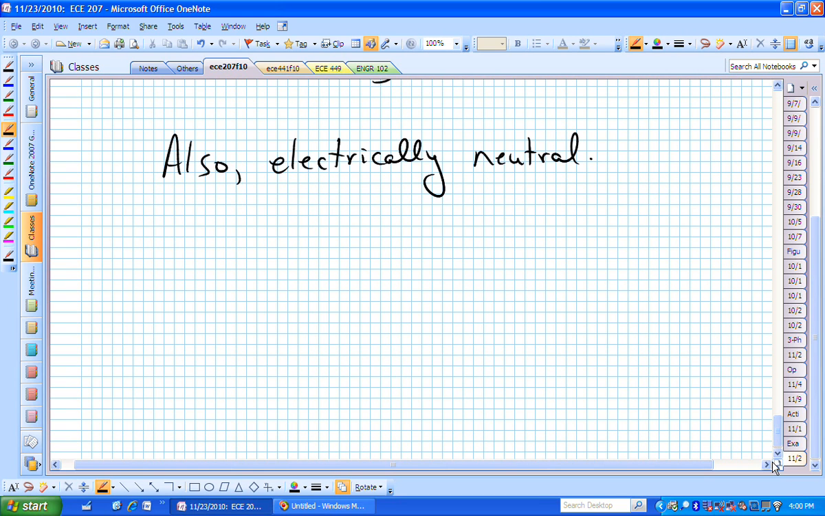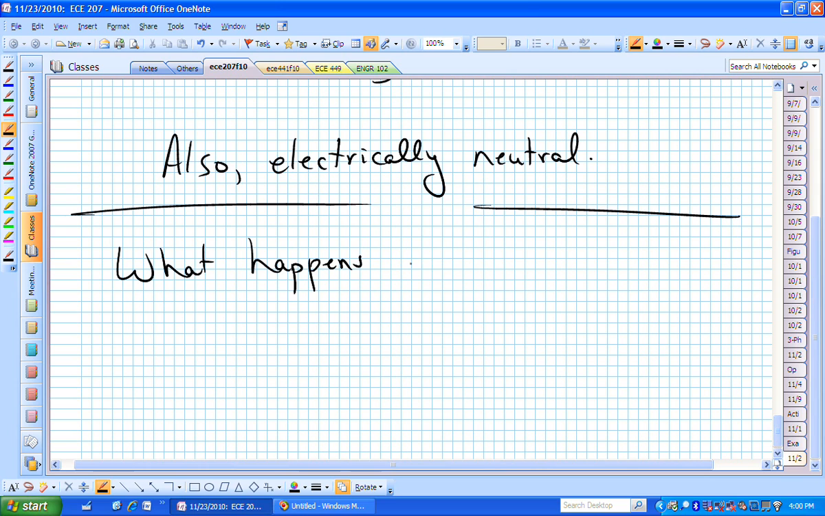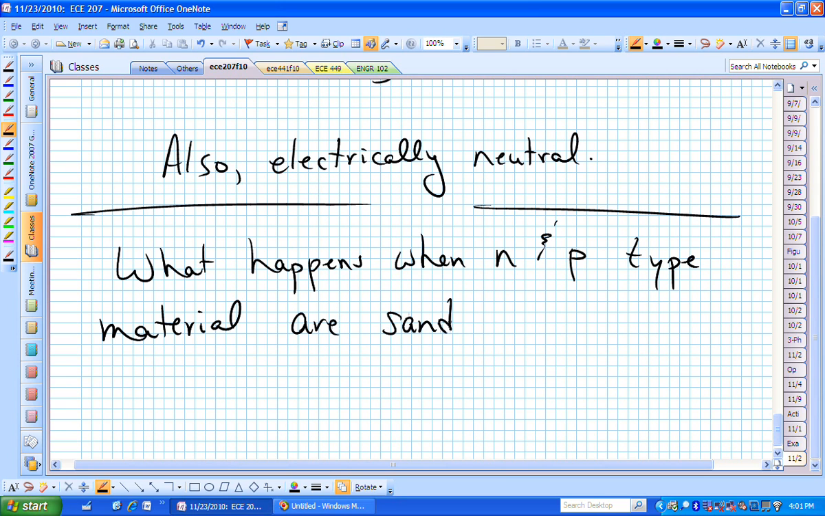and we've created these 2 different elements, why don't we make a sandwich? What happens if we put 2 of these together? We put a P material and an N material together. What kind of behavior or characteristics are we going to have? Or what happens when this N and P type material are sandwiched together?